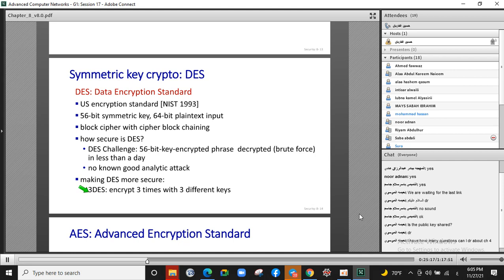But generally speaking, in this case, we are using 3 keys with 168 bits. So triple DES is very strong. If I compare it with, for example, DES, we can break DES easily, but in triple DES, we cannot break it easily.